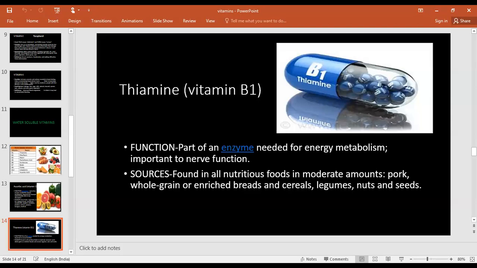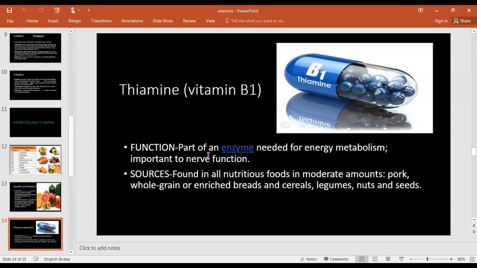Okay. And the main function of vitamin B1, that is thiamine, is energy metabolism. Okay. And it is also important for the nerve function. All right. So what are the two main functions of thiamine? First one is the energy metabolism, and second one is the nerve function. About the rich sources, the very rich sources of thiamine are the pork products, liver, whole grains, cereals, legumes.